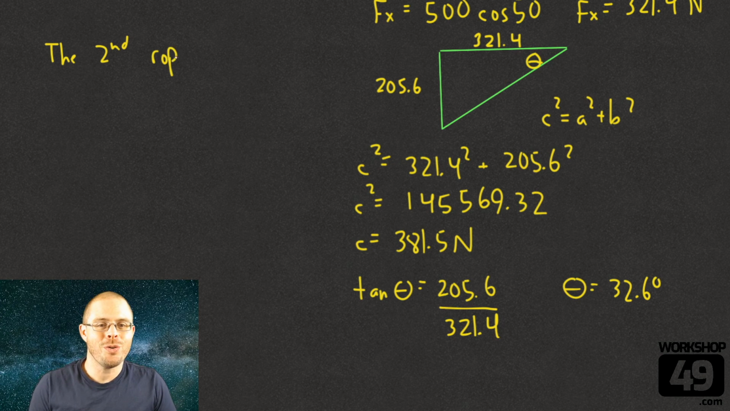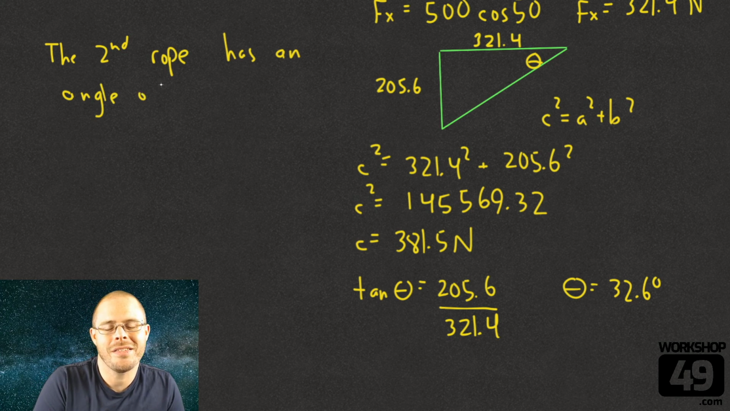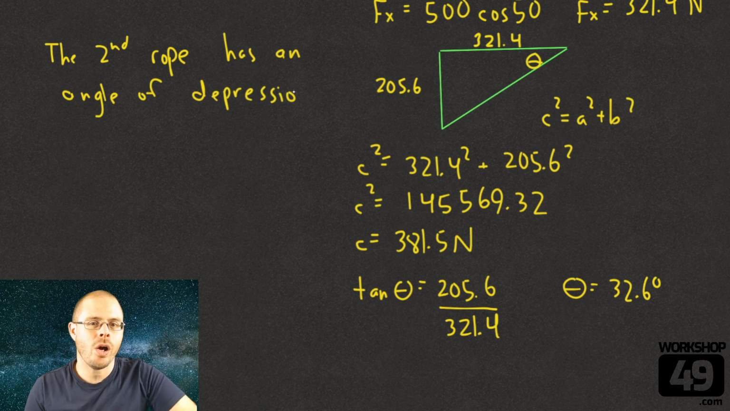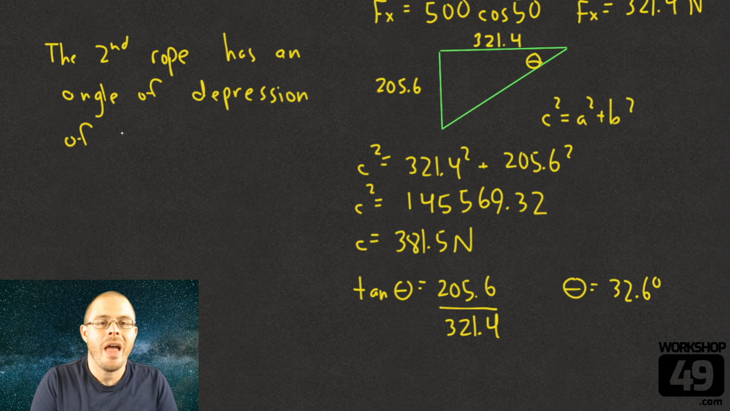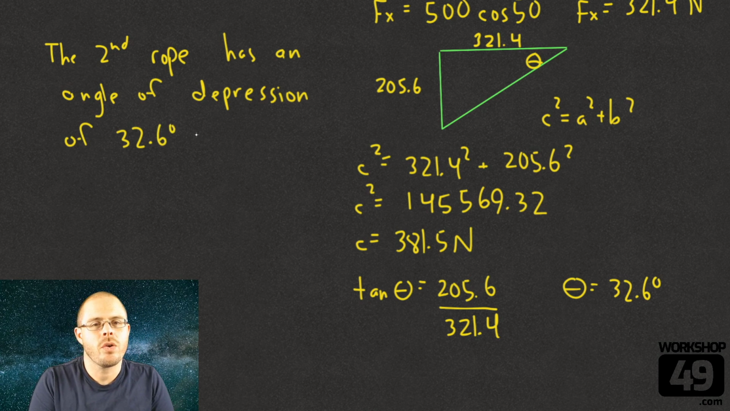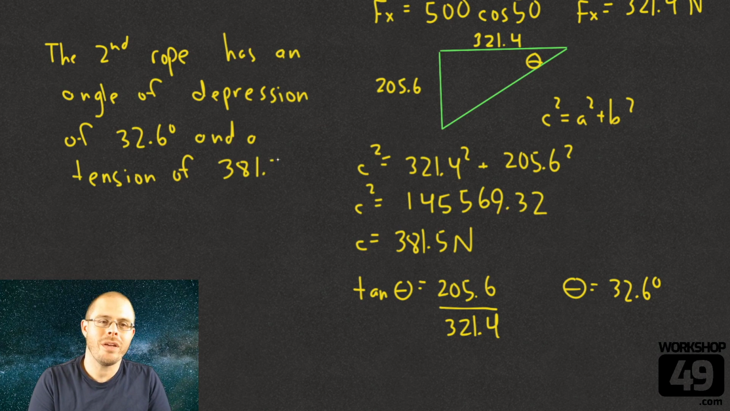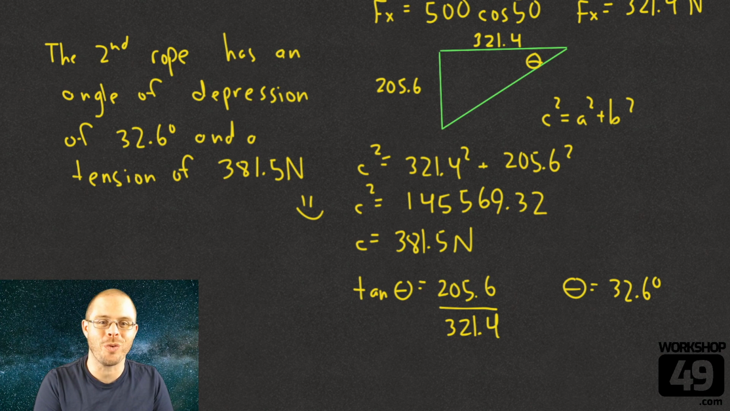So we know our magnitude, we know our direction, we can finalize this and say the second rope has an angle of depression. So that's the angle that it's hanging down from some flat ceiling, and the angle of depression is going to be 32.6 degrees, and it's going to have a tension of 381.5 newtons. Ta-da! All of our forces cancel out. We figured out this final rope.